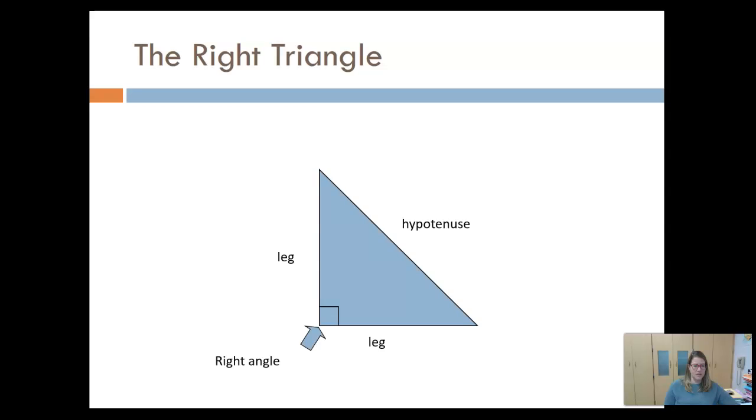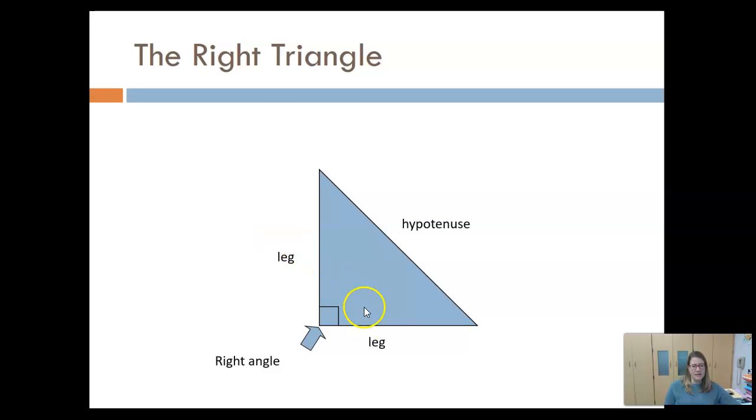All right, so what is a right triangle? A right triangle is a triangle that has one right angle, one 90-degree angle in it. The right angle is usually marked with a box, so I don't think that's new information for anyone. The two sides that come together to make that right angle are called the legs, and the side that's across from the right angle is called the hypotenuse. The hypotenuse is always going to be longer than the legs, so it's the longest side as well.